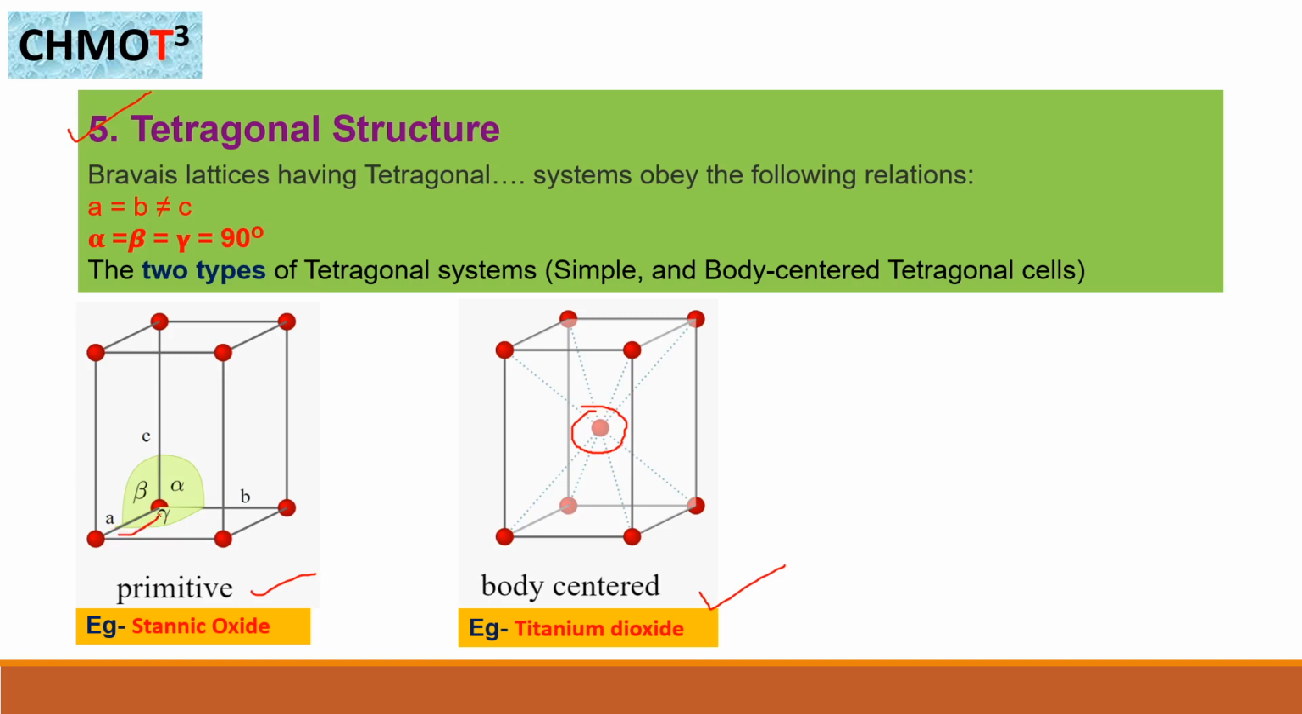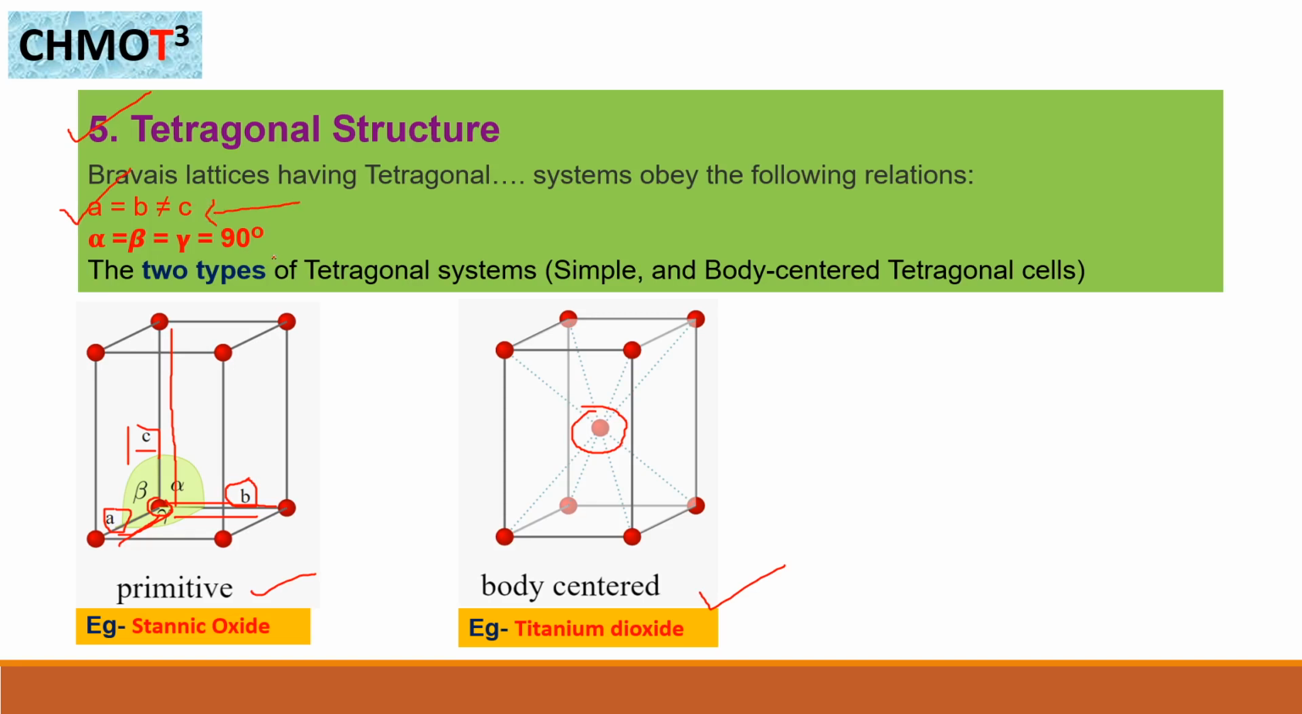A is equal to B, similar, but not equal to C. The length of C, or the distance between the two atoms along C, is not similar. This C axis, we can say this is the C point, means the distance between the two atoms, that is C here, and the distance between these two atoms is B. And this is the distance between the two atoms, this is A. It means that A is equal to B is not equal to C.